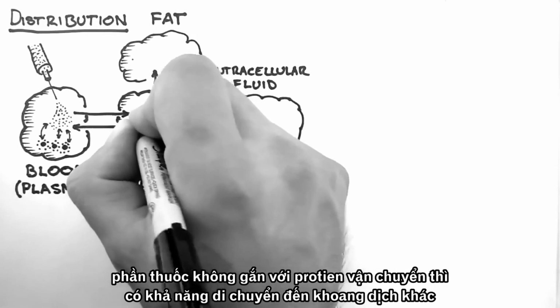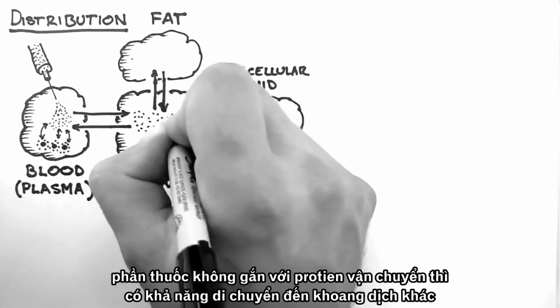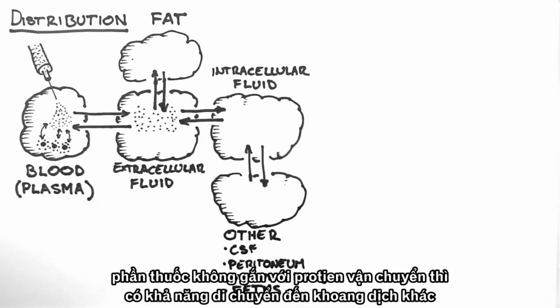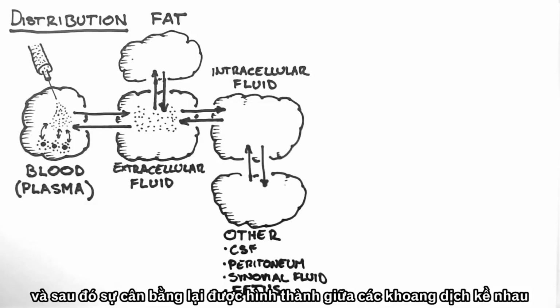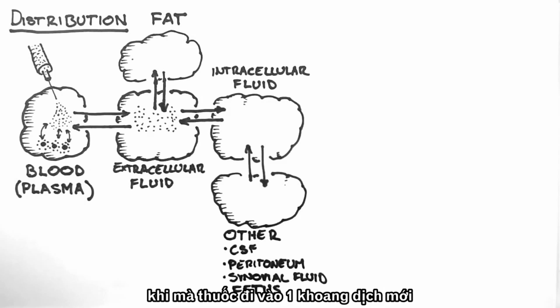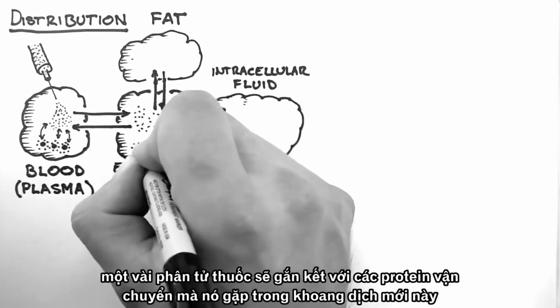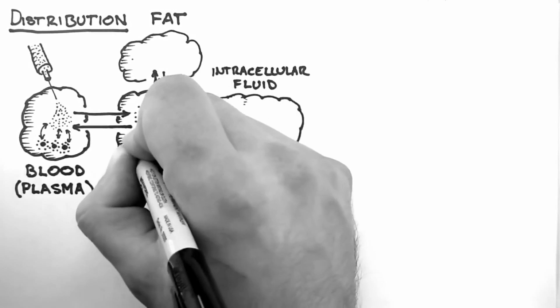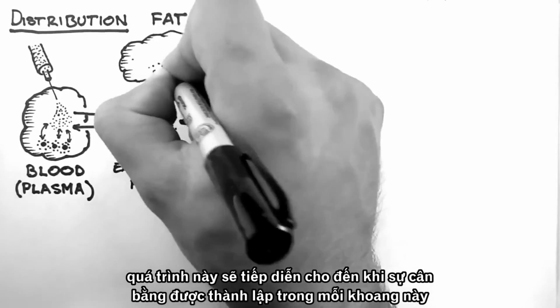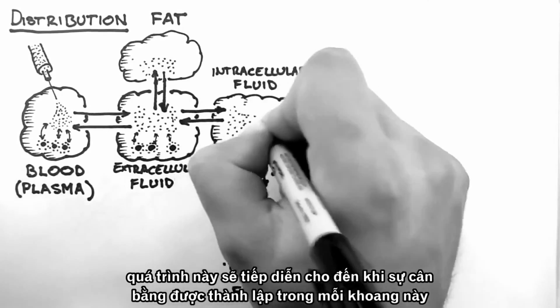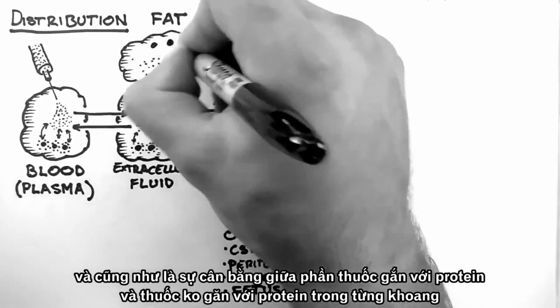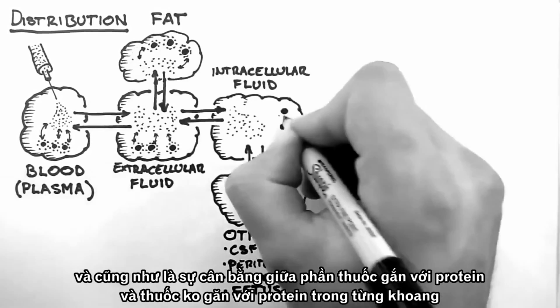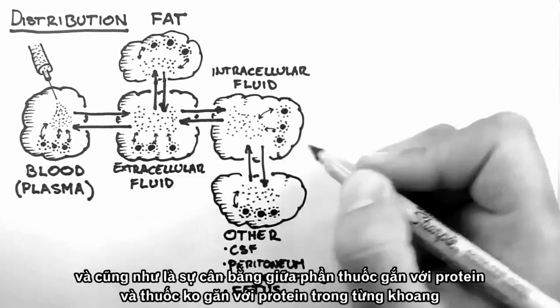The unbound drug within a compartment is then able to move into a new compartment, and thus an equilibrium is maintained between adjacent compartments. When a drug moves into a new compartment, some of that drug is sequestered by binding molecules within that new compartment. This process continues until there is a balance between each compartment and a balance between the amount of free drug versus bound drug within each compartment.